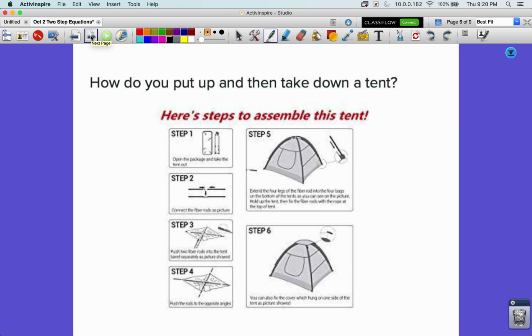Another question for you. How do we put up and take down a tent? So the very last thing you do when setting up the tent is the very first thing you undo when you take the tent back down. So I'm trying to hopefully build up this metaphor of whatever is the last thing we do is the first thing that we undo.